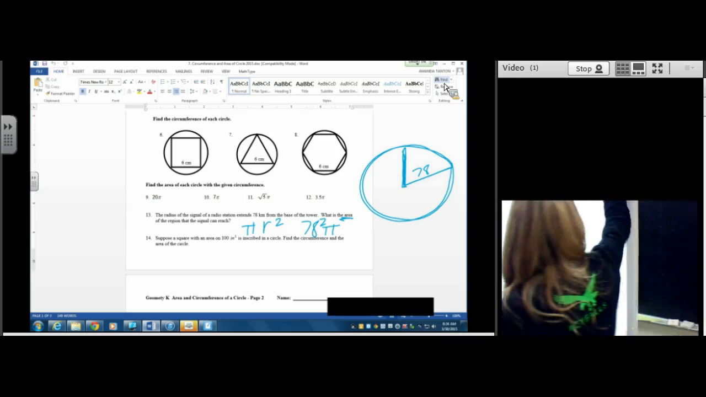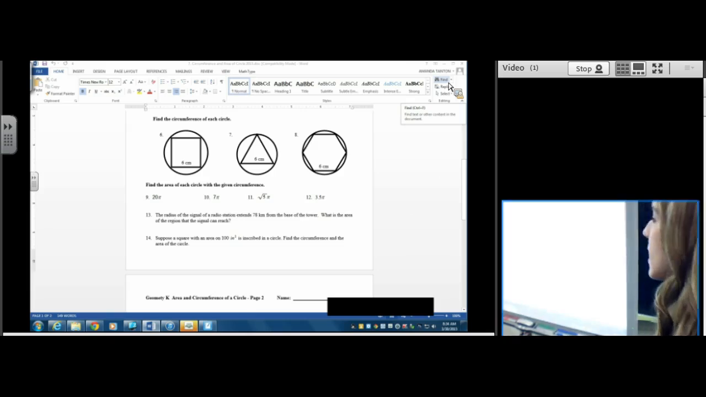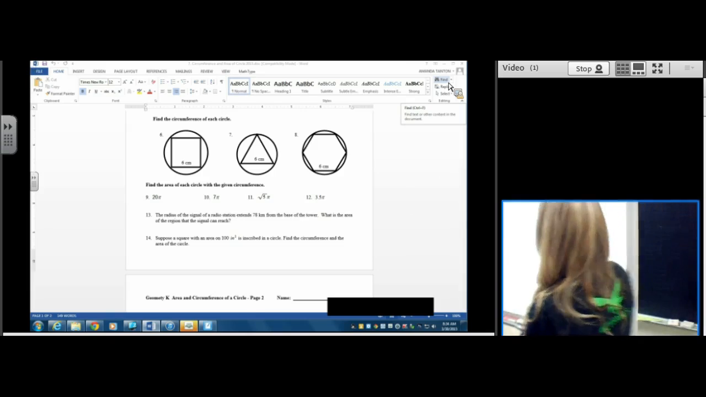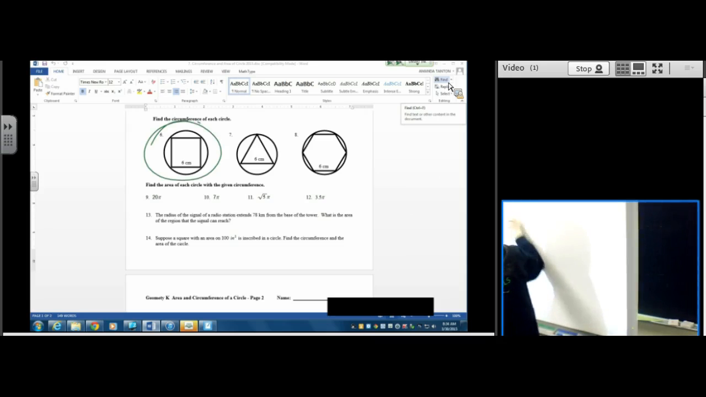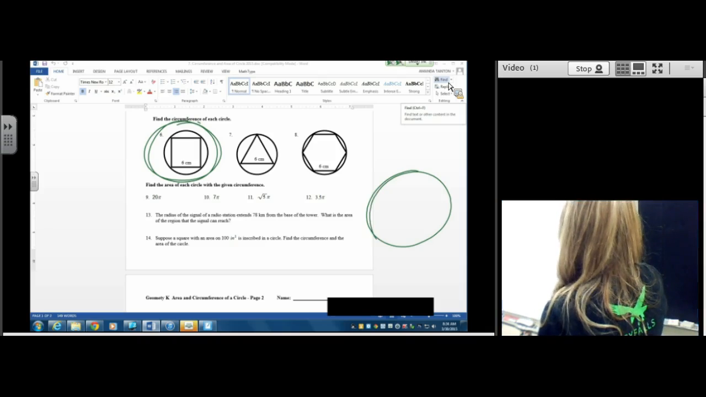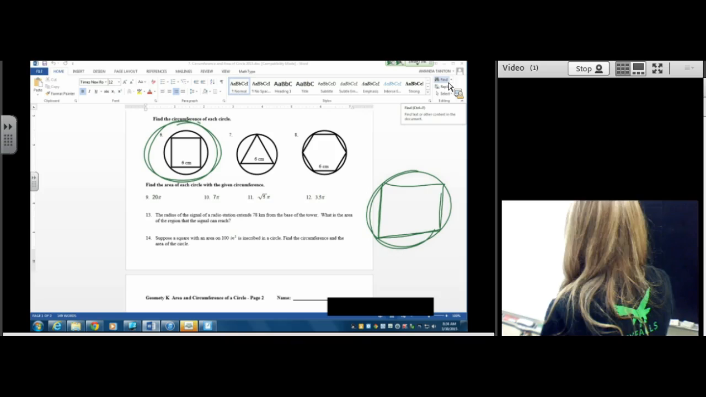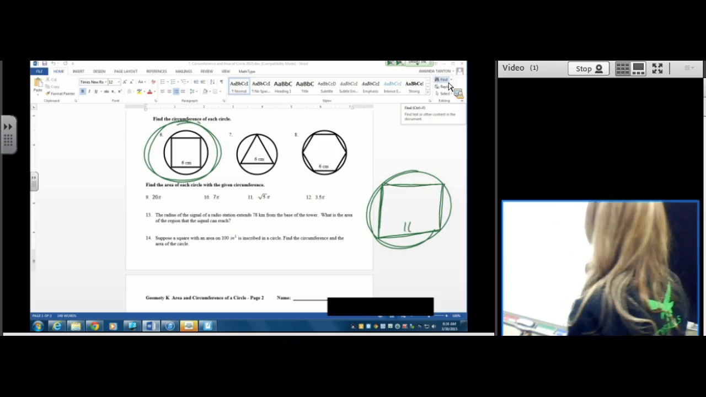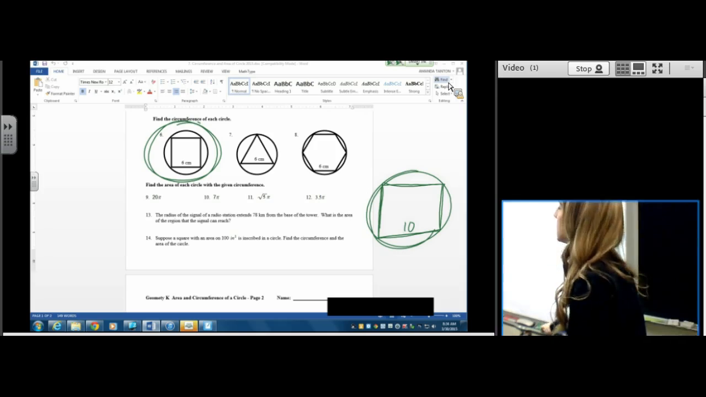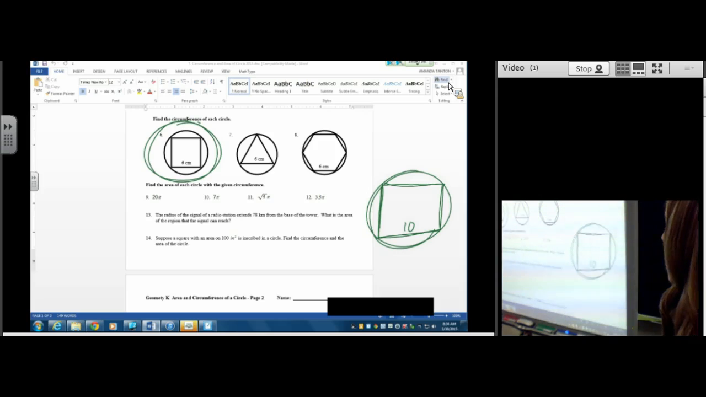14. Suppose a square with an area of 100 is inscribed in a circle. So it's this picture right here. A square is inscribed in a circle. It has an area of 100. So we know the sides. The square root of 100 is 10. Find the circumference and area of the circle. So this is the same problem as number 6, except the side is 10 this time.